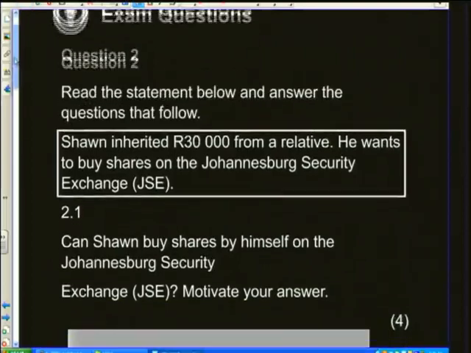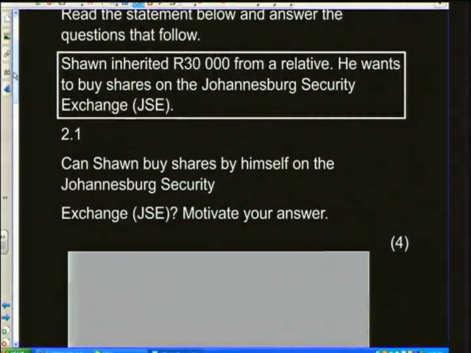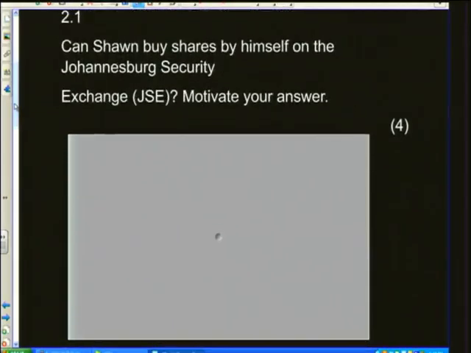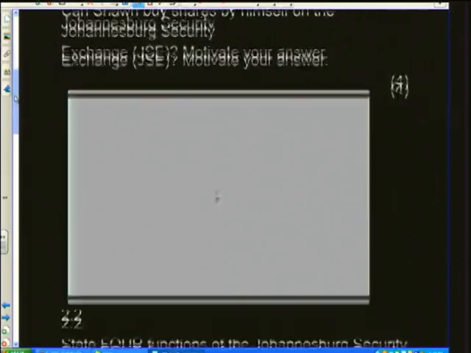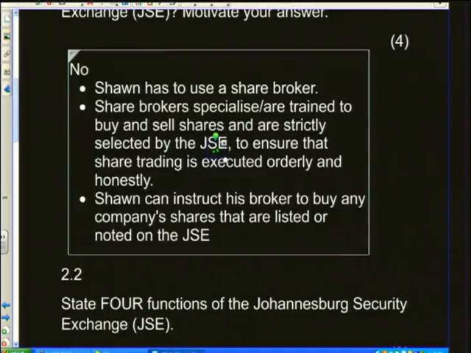Okay, so let's go on to question 2 now. Read the statement below and answer the questions that follow. Sean inherited 30,000 Rand from a relative. He wants to buy shares on the Johannesburg Securities Exchange. So 2.1. Can Sean buy shares by himself on the Johannesburg Securities Exchange? Motivate your answer. Right, so let's see what our answer is there. No, he can't. You cannot just go and buy shares out of the blue there, right? You have to go through the proper procedures.